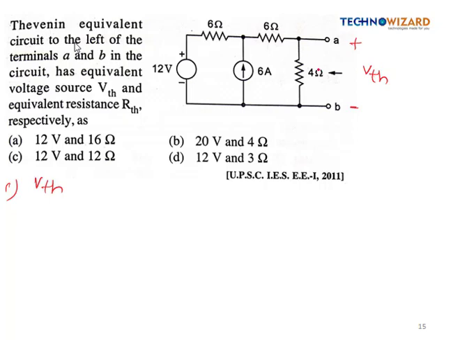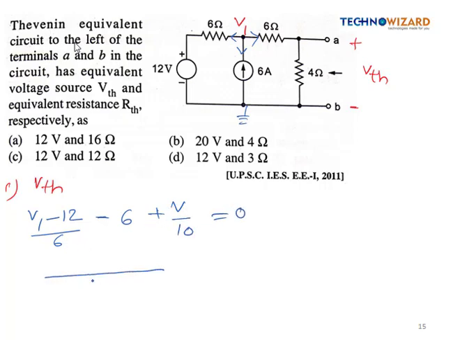So VTH is nothing but the voltage across 4 ohm. So suppose this node is at potential V1, right? So we'll simply apply nodal analysis at this node. So mark the current in the outward direction, so it will be (V1 minus 12) by 6, because this 12 volt source is opposing this current, plus minus 6 plus V1 by 10 is equal to 0, where this is ground.